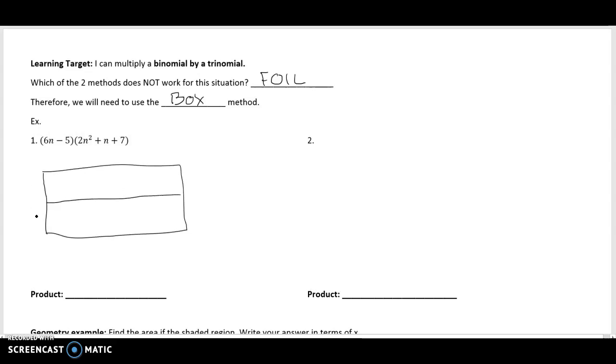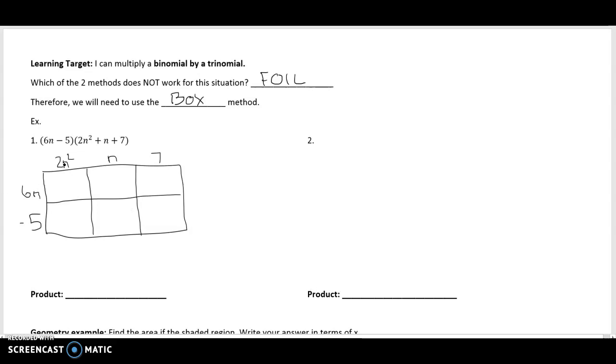So my binomial will go along the side. So my 6n, and here's what I'm talking about with the negatives: the 5 is negative, so just make that 5 negative. And then we need 3 columns here for the trinomial. Okay, so 2n squared is my first term, n is my second, and 7 is my last. Okay, and it's just a huge box like what we did on the front side.